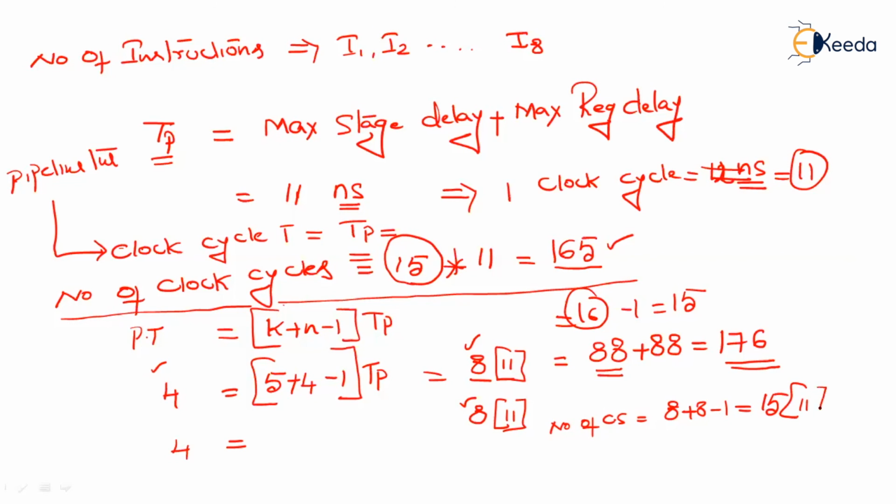15 into 11 is equal to 165. So it is 176 minus 1 clock cycle time: 176 minus 11 is equal to 165, because 176 is the number of nanoseconds for 16 clock cycles, but we need to subtract 1 clock cycle time, that is 11. This is the answer. Whenever you get these kinds of questions, always try to solve using a space-time diagram, which is simpler. 165 is the answer. Answer is B.